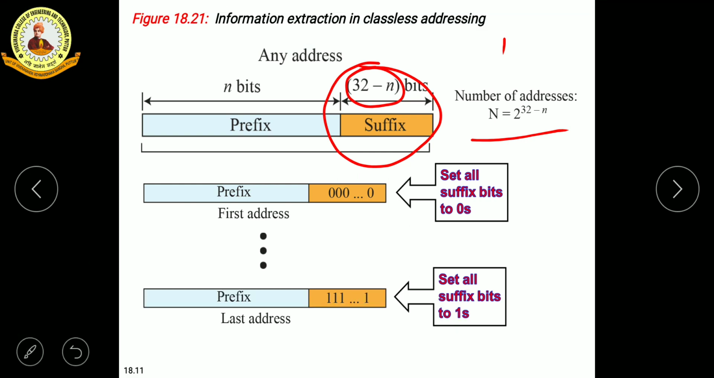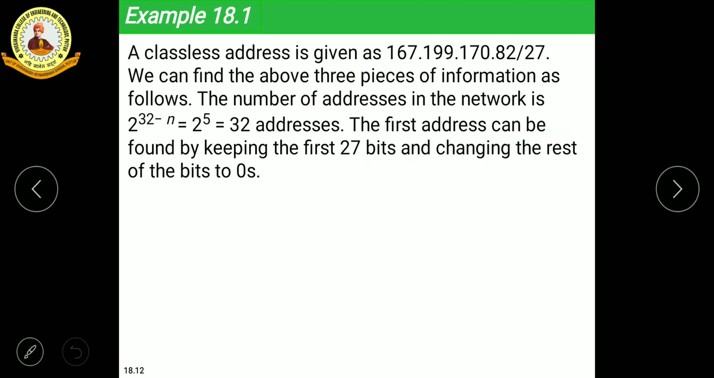Okay, the second part is what is the first address and what is the last address. The first address: we keep the n leftmost bits and set the 32 minus n rightmost bits to zeros, all zeros. So let the suffix bits, all these bits, be 0, then it leads to the first address. Then if the suffix bits are all 1, then it leads to the last address. Okay, so this is how we are going to find all three pieces of information given an IP address. So we'll solve a problem here.